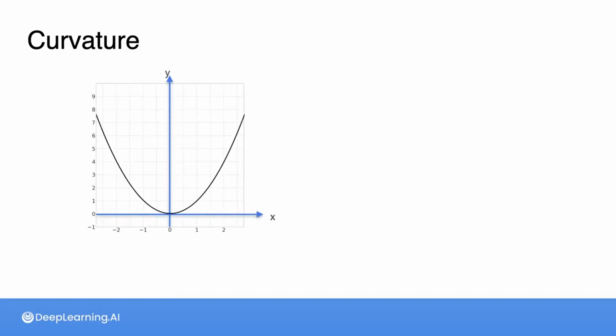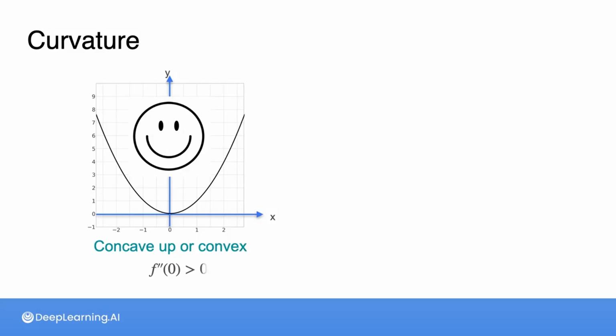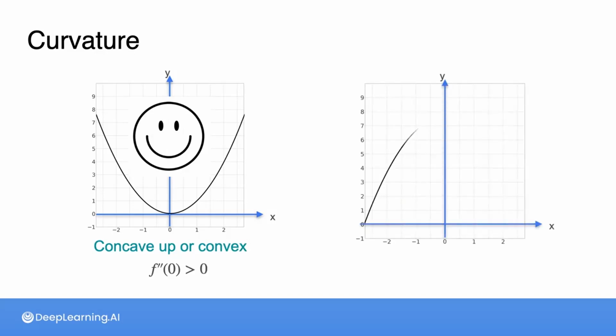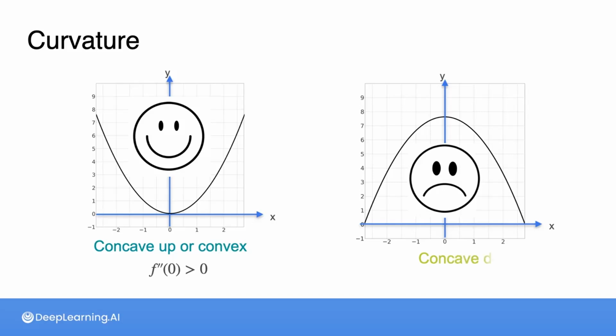Now let me get a bit more into curvature. This over here is a concave up function. It looks like a happy face. And this one over here, it's a concave down function. It looks like a sad face. And the way to tell is when the second derivative is positive, you have a concave up or convex function. And when the second derivative is negative, you have a concave down function.